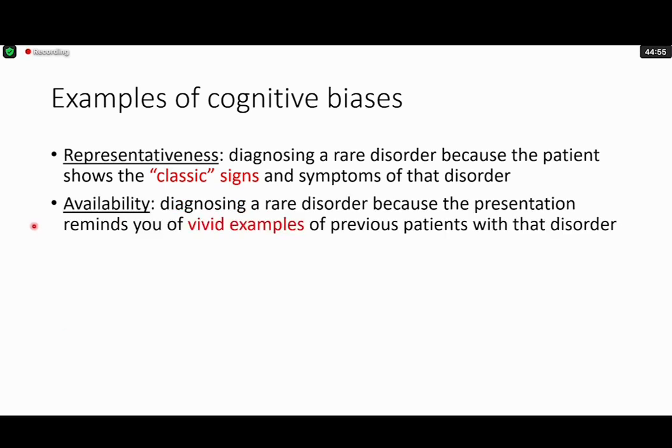Availability, which is making decisions based on prior experiences, which is a good thing unless the experiences are so vivid that they cloud your judgment. So I made a decision and the patient had a bad outcome. I'm never going to make that decision again. That sort of doesn't make sense when you stop and think about it, but it is very common. I'm afraid of hurting another patient with that decision, so I'm just not going to do it again.